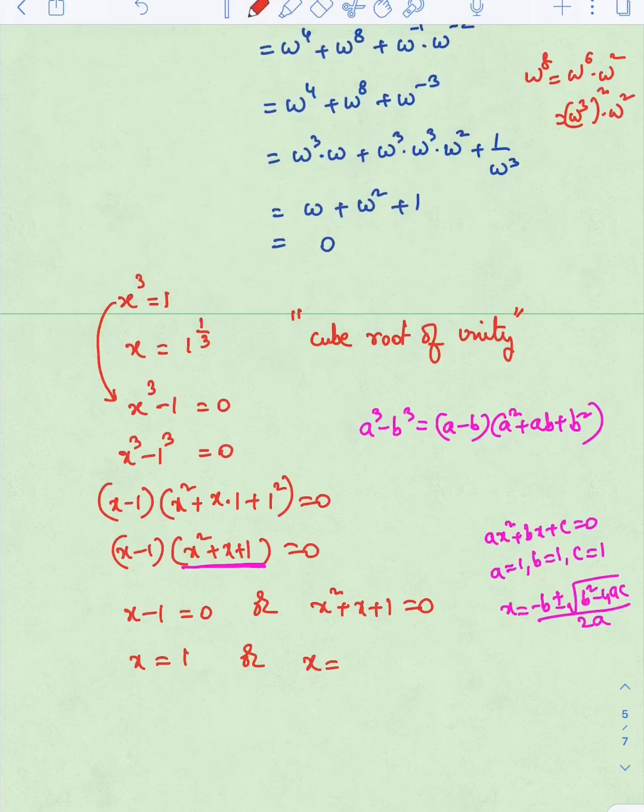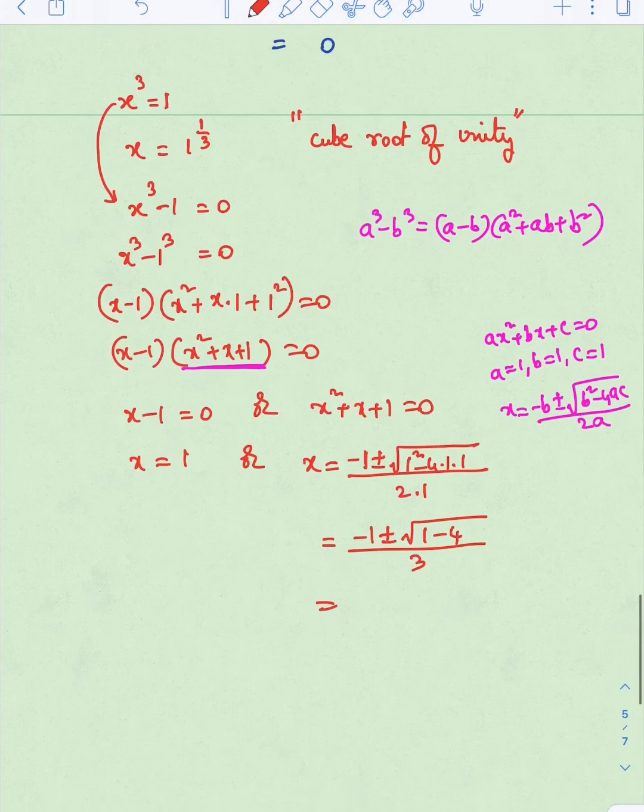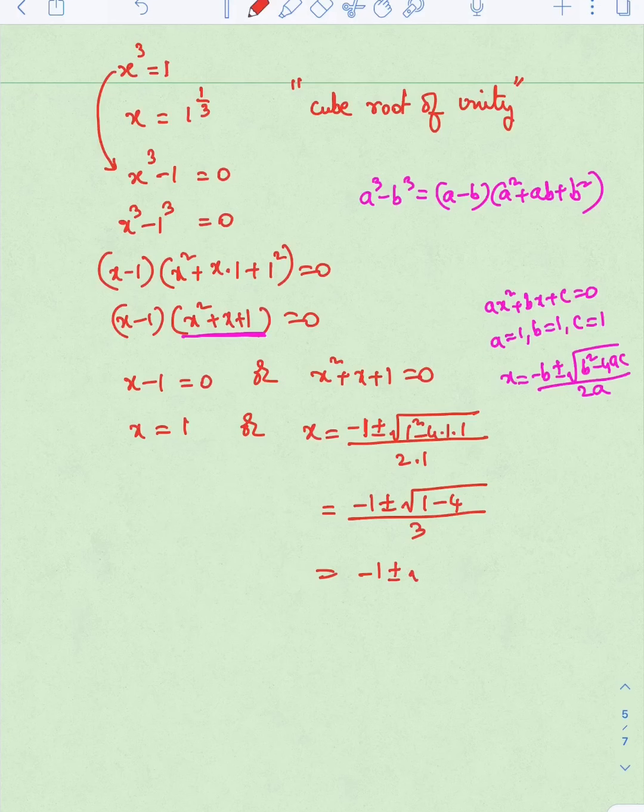See what happened. That is minus 1 plus or minus square root of 1 square minus 4 into 1 into 1 by 2 into 1. Then minus 1 plus or minus square root of 1 minus 4 by 2. Next, minus 1 plus or minus root minus 3 by 2. Next, minus 1 plus or minus root 3i by 2.